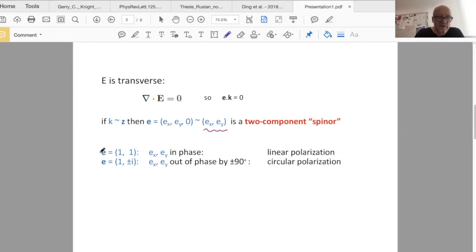So if the polarization could in fact be real, like if Ex and Ey are in phase, then you could write it as a real vector. In this case, it will be linear polarization. But of course, if X and Y are 90 degrees out of phase, you get circular polarization. And then you write 1, i or 1, minus i.